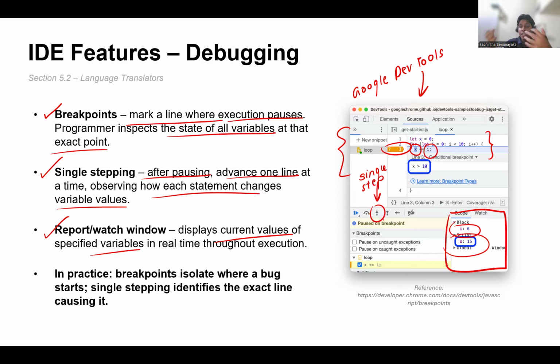This actually helps us go into a function further rather than step over a function. Imagine you have a loop, imagine you have a function, it's able to go into that function and step through the program line by line. So yeah, that's single stepping in action. And then in practice, breakpoints help us isolate where the bug starts, right? It helps us figure out where the bug is happening. But then single stepping is what helps us step through that code block from the breakpoint to identify the exact line that's causing the bug.